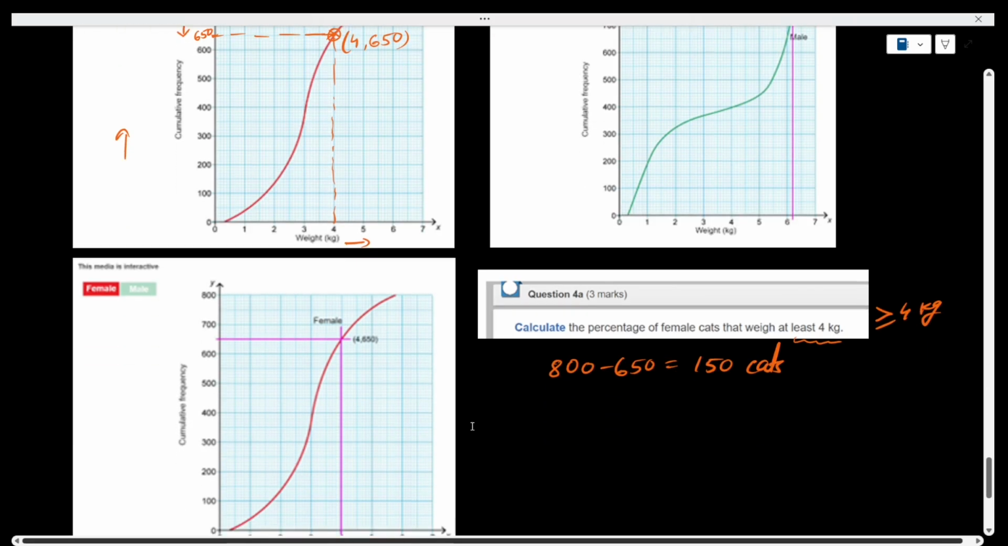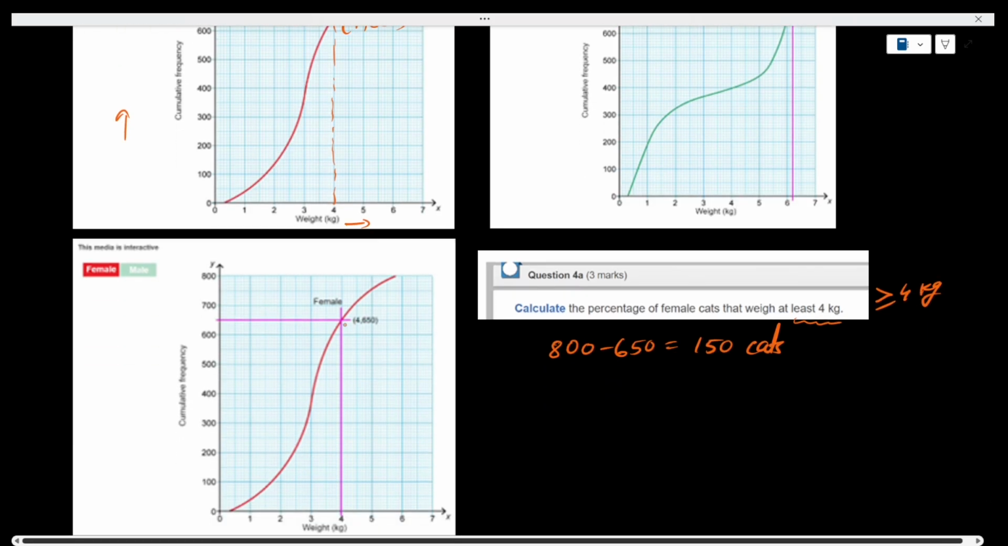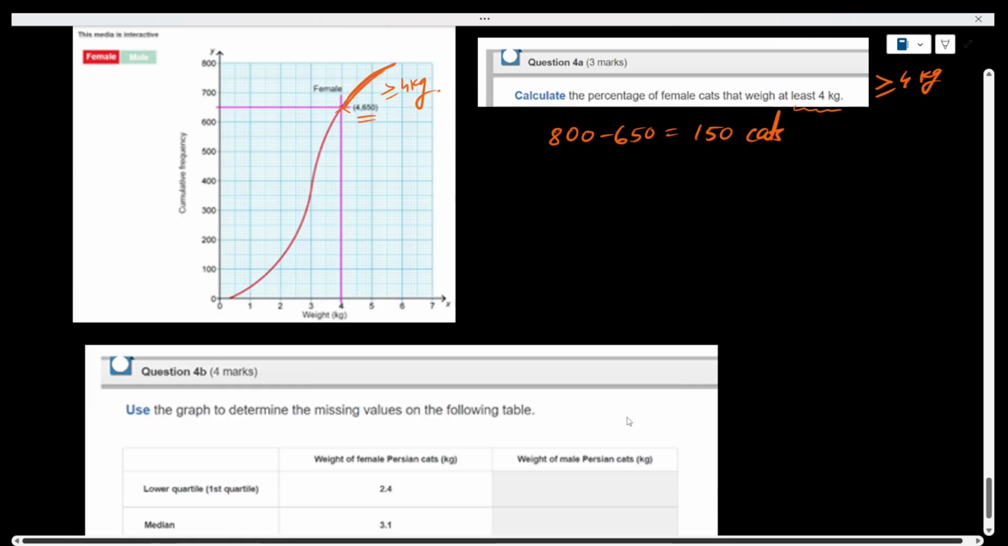If you use technology, you will be able to see these lines. You need to draw them, and you will show the intersection. It's coming like this. So this part is going to have weight greater than or equal to 4 kg, right? What is the next question here?